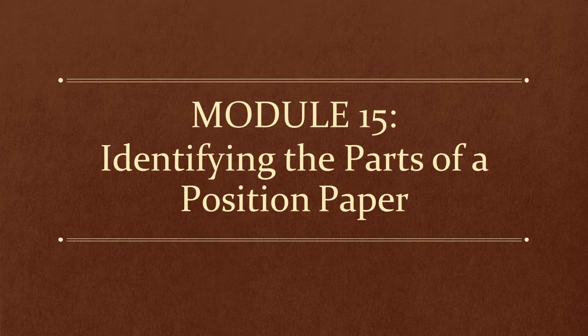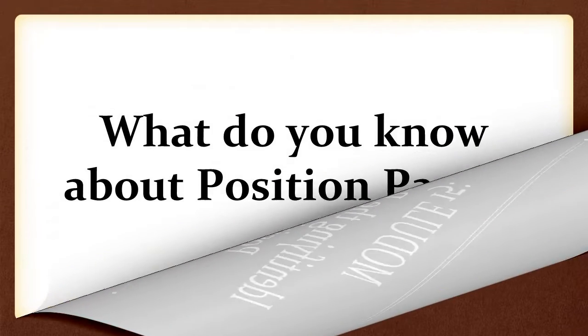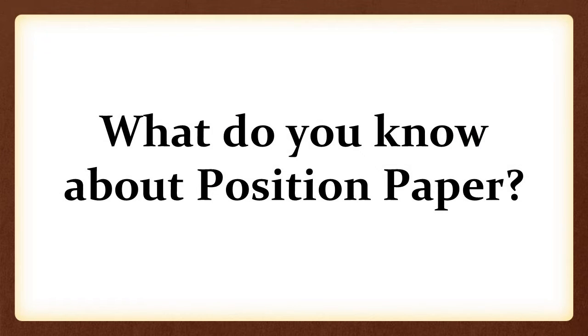Today in our APP 002, we will be having module number 15. It's all about identifying the parts of a position paper. The following are our lesson objectives. First, identify the parts of a position paper, and then the last will be provide examples for each part of the position paper. Now, do you have any idea about what is a position paper?